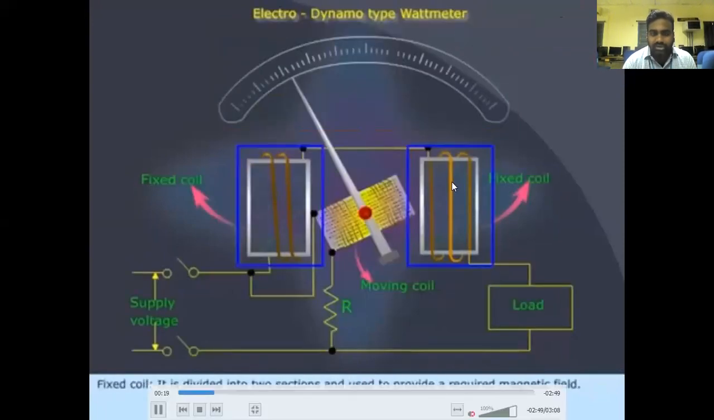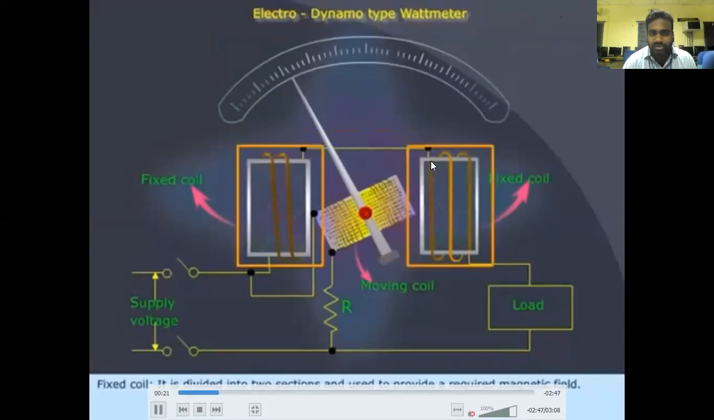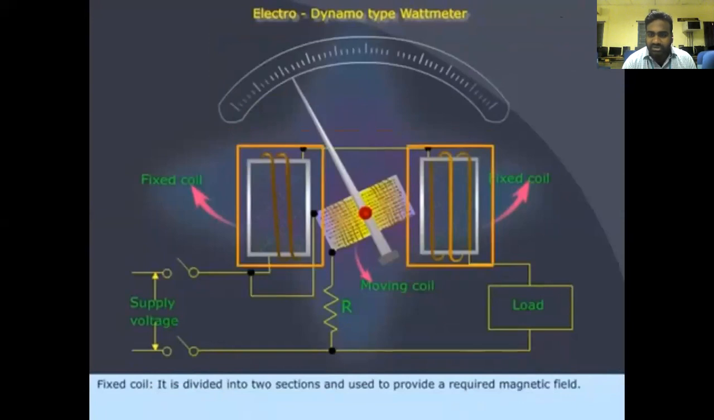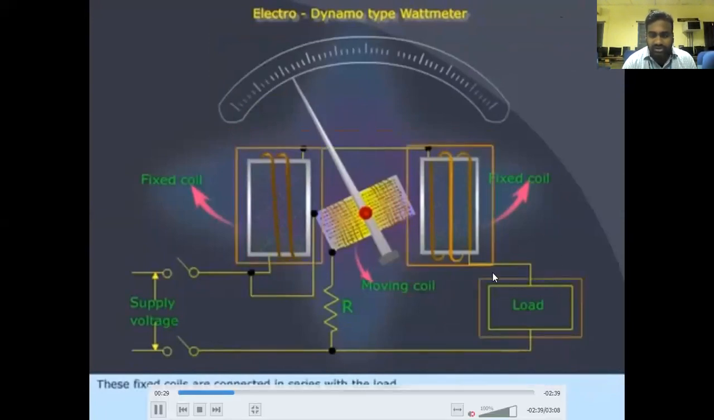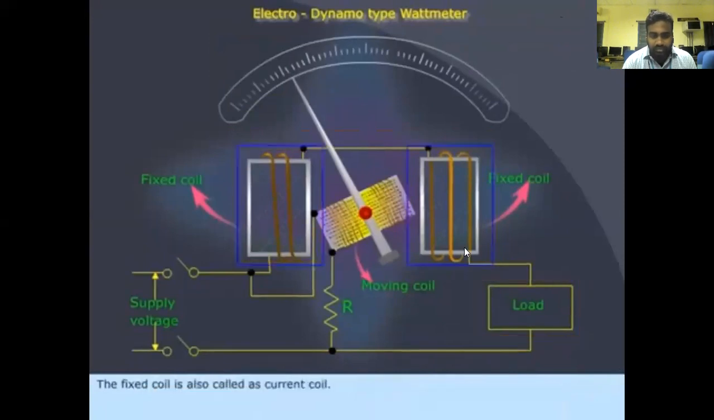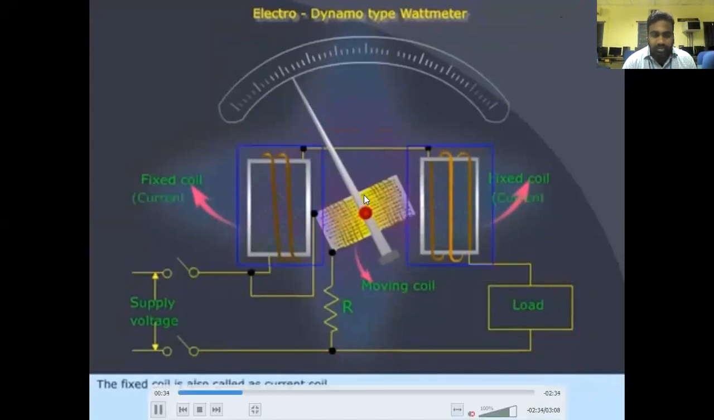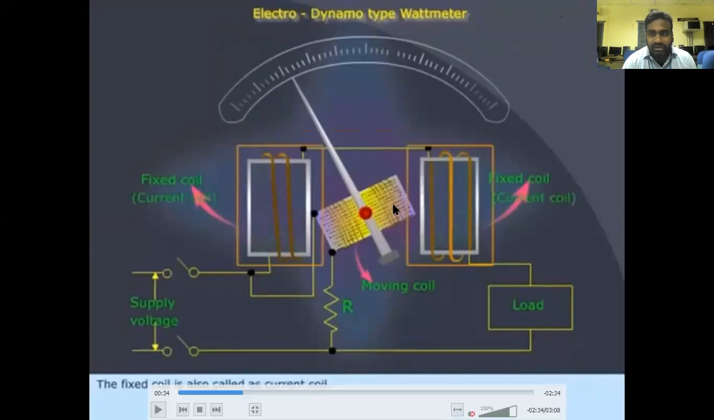If you observe the working principle, these two are fixed coils, and the fixed coils are connected in series to the line, and in series to the load. The main purpose of the fixed coil is to carry current. The fixed coil carries the current in series to the line.